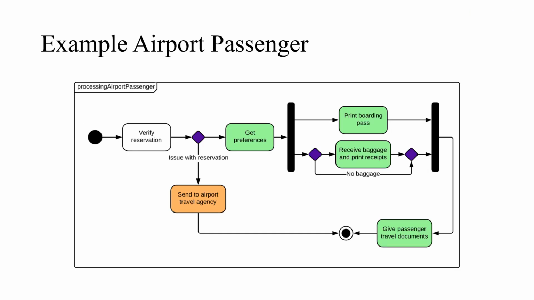Next one is the example for an airport passenger. First, airport verification for the reservation, then getting the performance, how to print the boarding pass, and receiving the bag and luggage; everything will be checked. And then give the passenger the travel test, and again you send the travel test. This is another example of a state diagram.